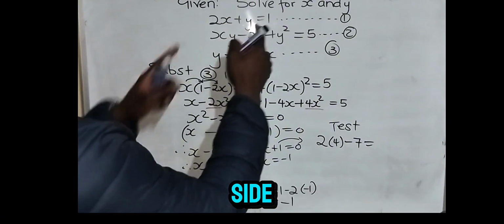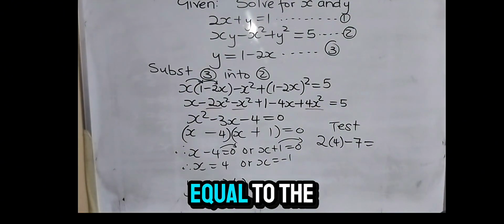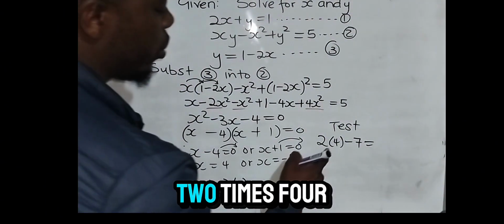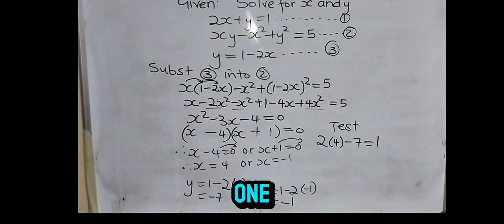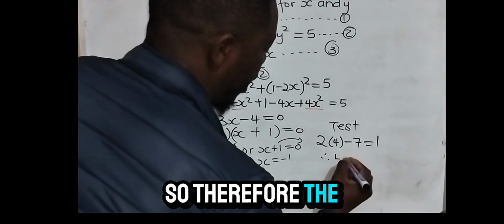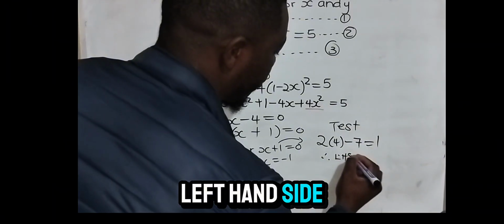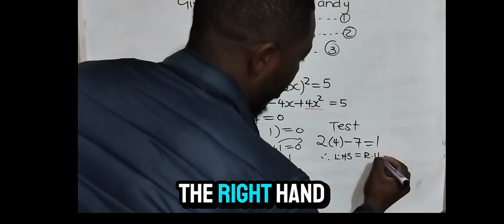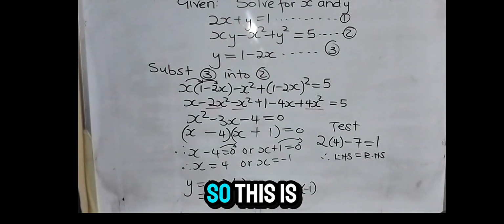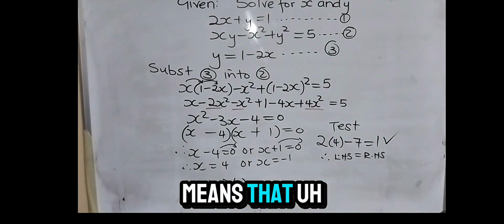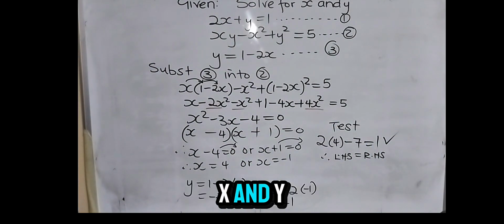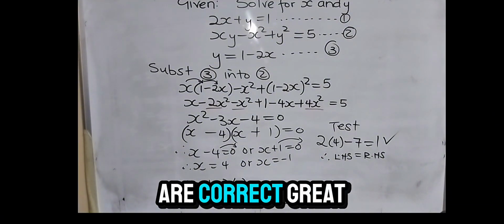Remember, this is the left hand side. We want to see if it's going to be equal to the right hand side. 2 times 4, that's 8 minus 1. That's going to give us 1. So therefore, the left hand side is equal to the right hand side. So it means that the values of x and y that we obtained are correct.